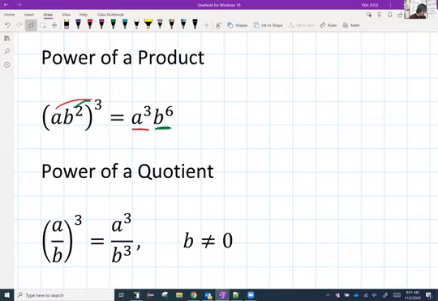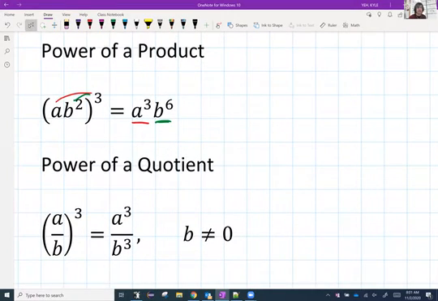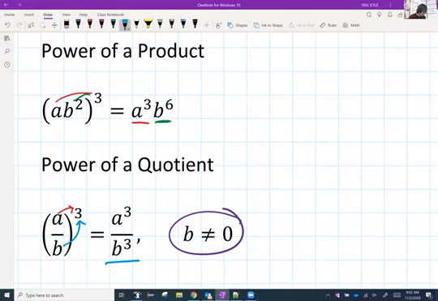If we have a quotient, a over b cubed, we just cube top and cube bottom. A cubed over b cubed, with the one caveat, assuming that b does not equal 0, because if it did, we'd be dividing by 0 originally, and that can't happen. We know that dividing by 0 doesn't work. But the point being that we can just distribute this power to top and bottom of our fraction. We just get a cubed over b cubed.